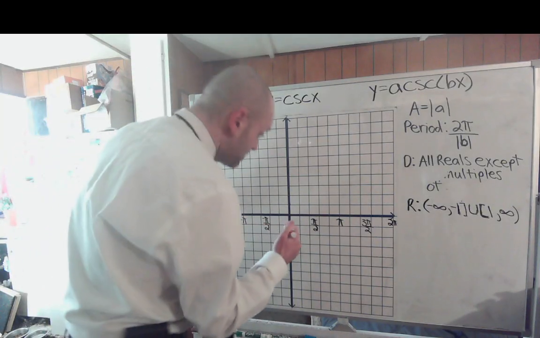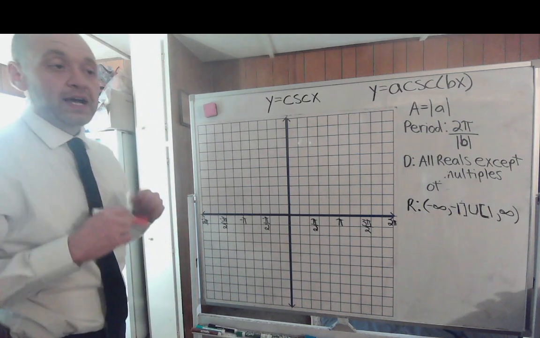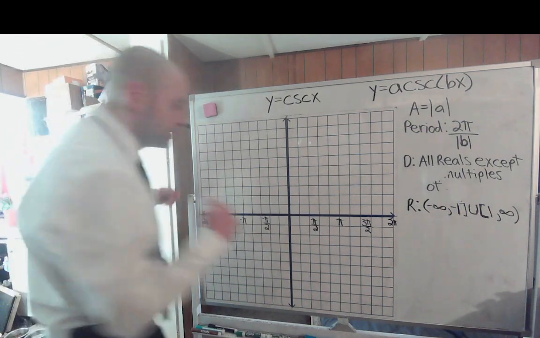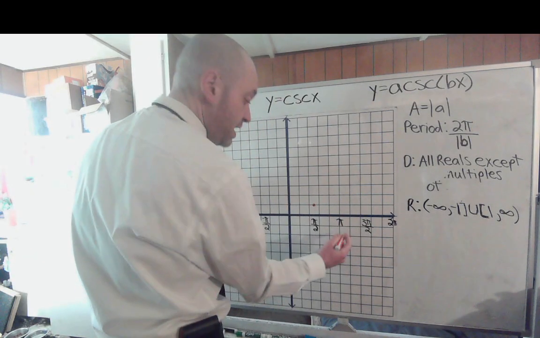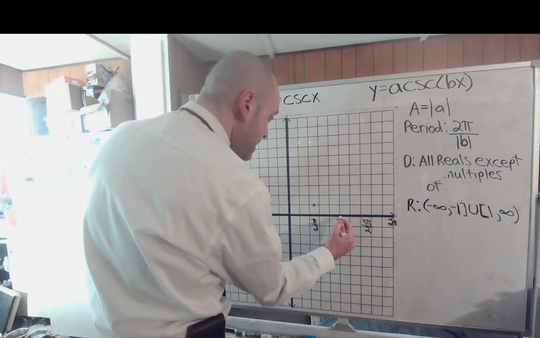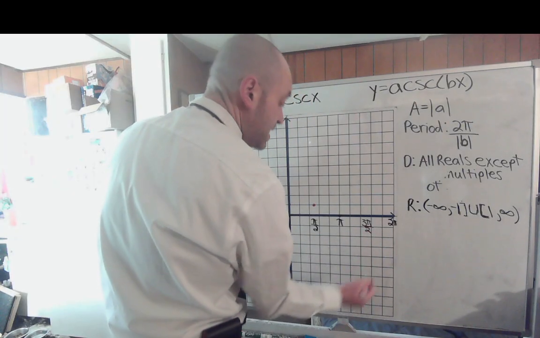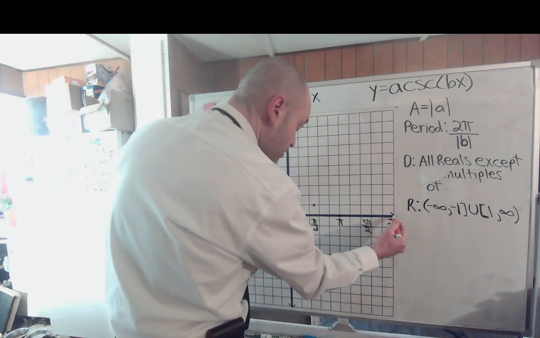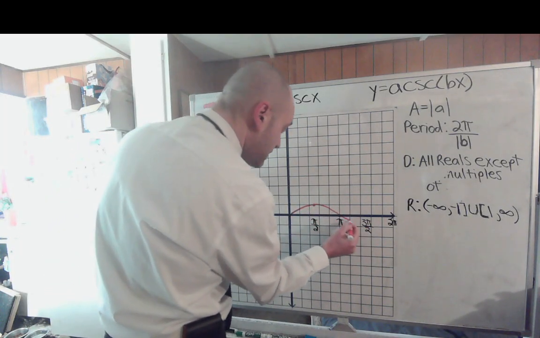Now then, at pi over 2, what's the sine of pi over 2? It's 1, right? So at pi over 2, you get 1. At pi, the sine is 0. At 3 pi over 2, it's actually negative 1. Then at 2 pi, your sine is 0. So let's draw the right branch of the curve for sine.